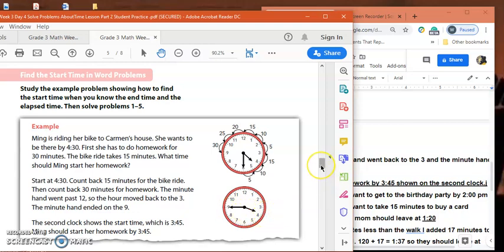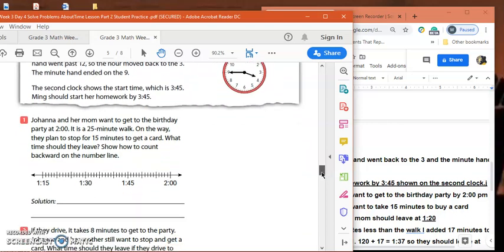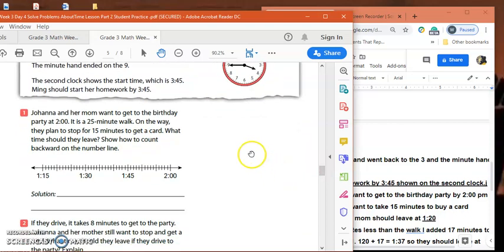Okay, let's move on to the next one. Joanna and her mom want to get to the birthday party at 2 o'clock. It is a 25-minute walk. On the way, they plan to stop for 15 minutes to get a card. What time should they leave? Okay, so it says show how to count backward on the number line.